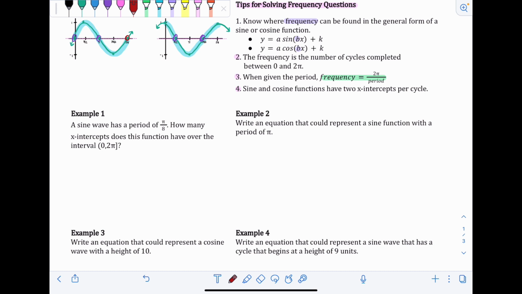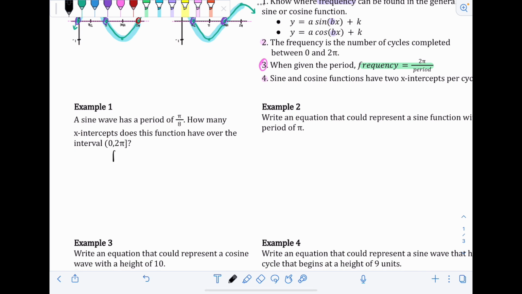So example 1: a sine wave has a period of pi over 8. How many x-intercepts does this function have over the interval? In order to figure out how many x-intercepts there are, we have to figure out how many cycles there are over that interval, and how many cycles there are over the interval 0 to 2 pi is the frequency. That's the definition of frequency right here. So frequency is the number of cycles completed between 0 and 2 pi. For this kind of setup, we'll use number 3, that tip up there where it says when you're given the period, which we are, you can find the frequency by 2 pi divided by the period.